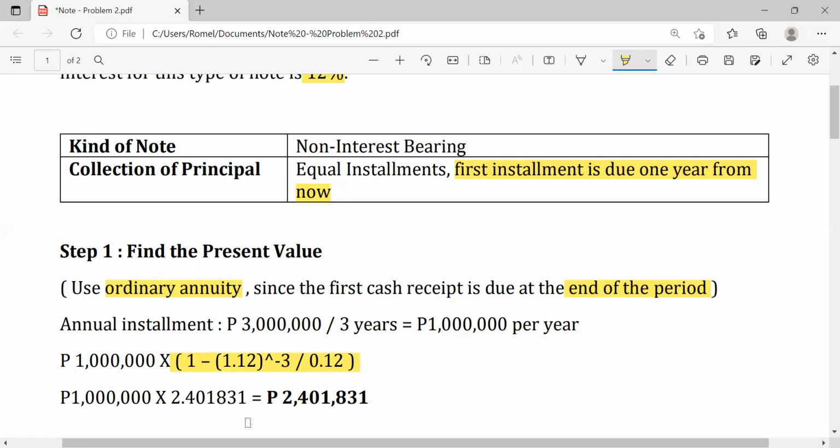And what answer do we expect? Or what is the PV factor that we expect? If you compute this, you will arrive at a PV factor of 2.401831. So ang gagawin natin, ang PV factor na 2.401831, i-multiply natin sa 1 million pesos. So therefore, the present value is 2,401,831. So this is the present value of the note.